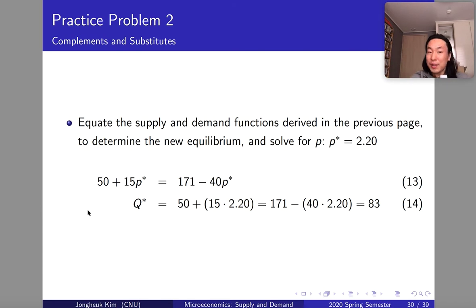So the new demand curve is 171 minus 40 plus the price of avocado, and the same supply curve. Equalize those two things to remove the Q part, then you're going to get the real value of P star. And putting P star into either the supply or demand curve, you're going to get the Q star. Easy, right? Very, very easy. And I assume that all of you can do that.